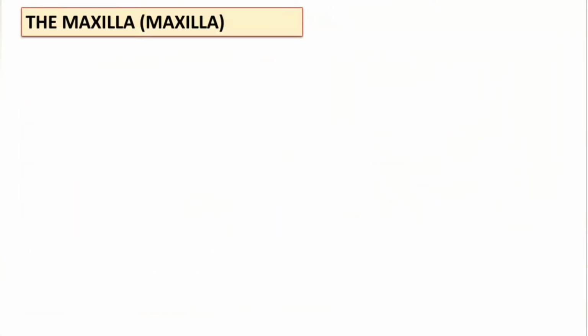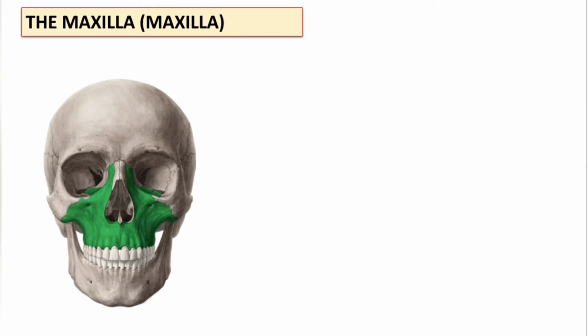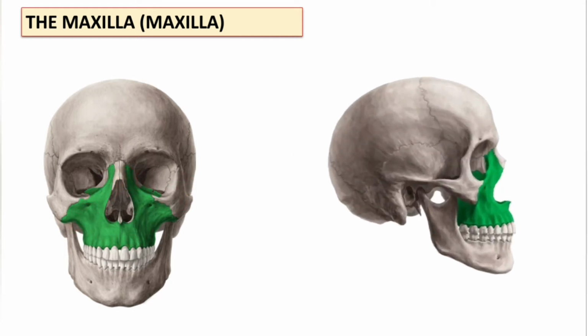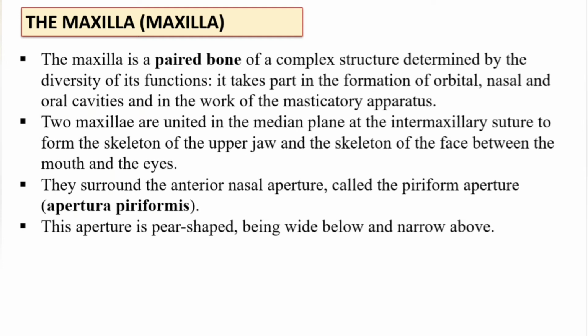So we're going to start with the maxilla. You can see it in green here. This is the maxilla, and this is the side view of the maxilla. The maxilla is actually a paired bone of a complex structure determined by diversity of its function. It takes part in the formation of the orbital, nasal, and oral cavities, and in the network of masticatory apparatus.